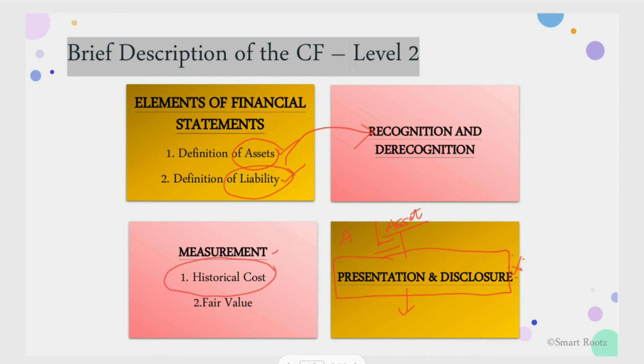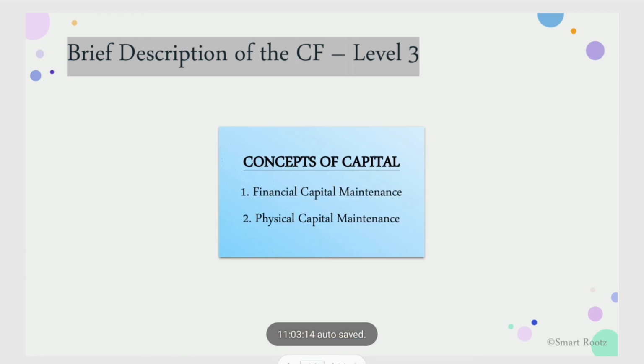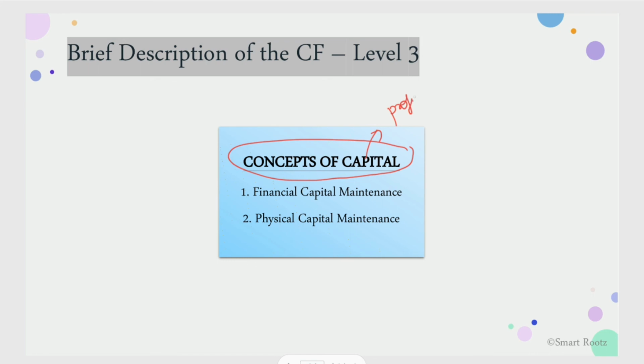So these are all in level 2, which talks about elements, how to recognize, how to measure, and how to disclose. And then we have the last level, which talks about the concepts of capital. So concepts of capital relates to how the profit should be measured in a company. So it talks about financial capital maintenance, where profit will be measured based on the movement of assets. So what is the value of assets at the end of the period, and what is the value of assets at the beginning of the period? So that is recorded in the financial capital maintenance.